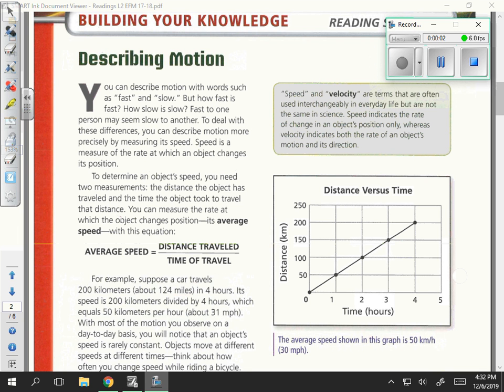This is a recorded reading from the Energy and Forces in Motion unit called Describing Motion.